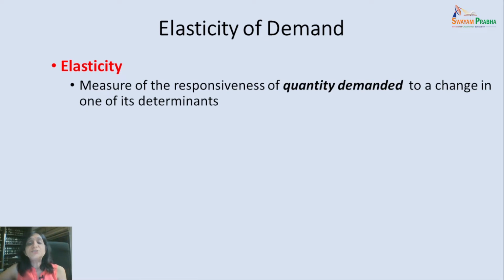If the price changes and because of that quantity demanded changes, we call it price elasticity. If income changes, then also there will be a change in demand, because an increase in income will mean increased ability to buy the product. Therefore, the demand will change. If the price of related goods changes, then also there will be a change in demand. Then we call it cross elasticity of demand.